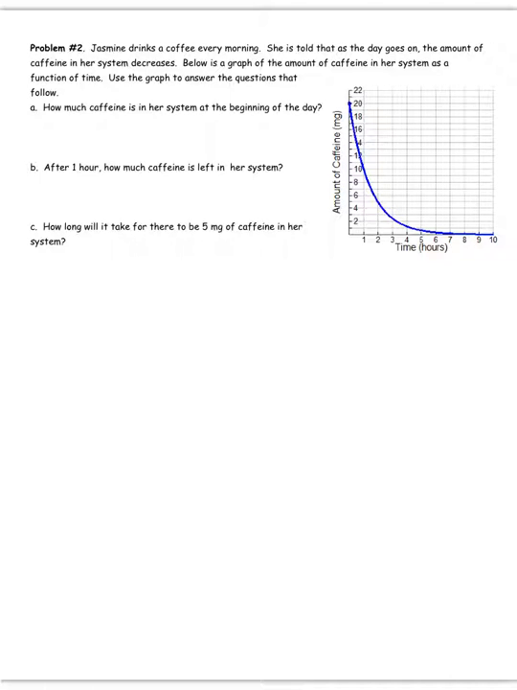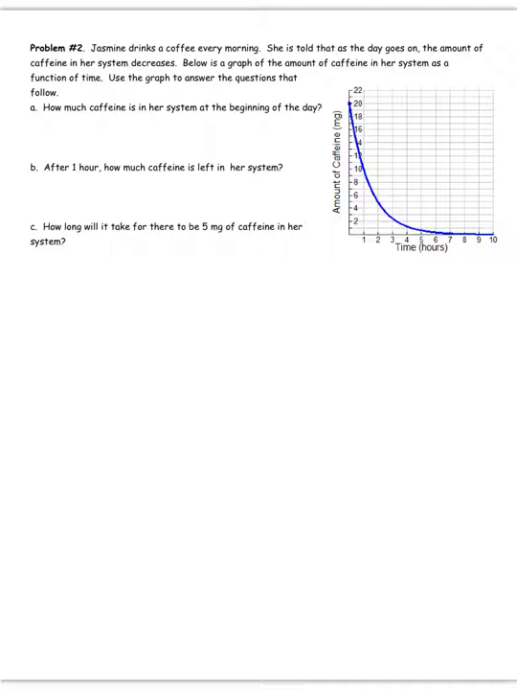All right, so we're moving on to another application. This application is not about volleyball, it's about caffeine, my favorite. So this says, Jasmine drinks a coffee every morning. She is told that as the day goes on, the amount of caffeine in her system decreases, that means goes down. Below is a graph of the amount of caffeine in her system as a function of time. Use the graph to answer the questions.